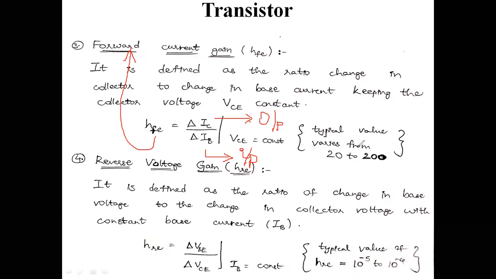The typical value of forward current gain is 20 to 200. The maximum value is 200. Let us assume that the maximum value for this forward current gain is 200. In this way we can find out the forward current gain.